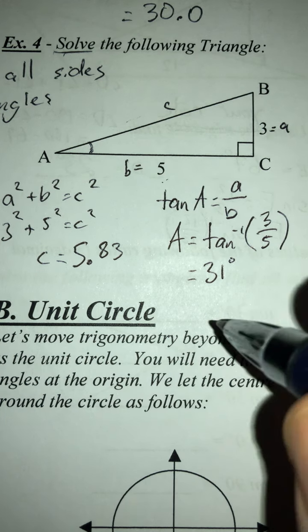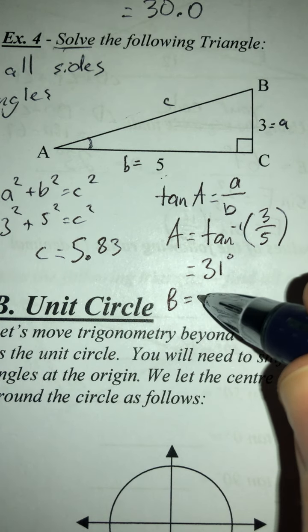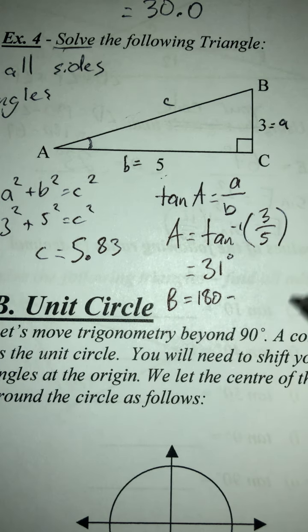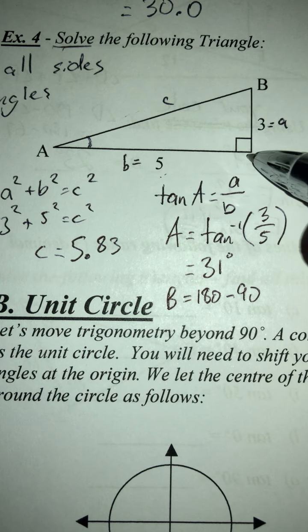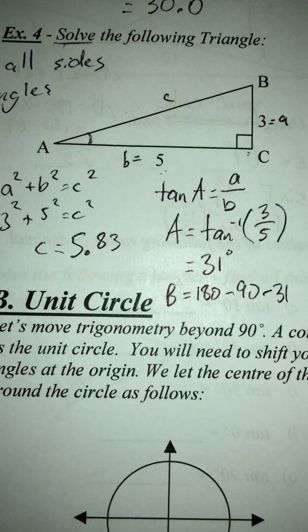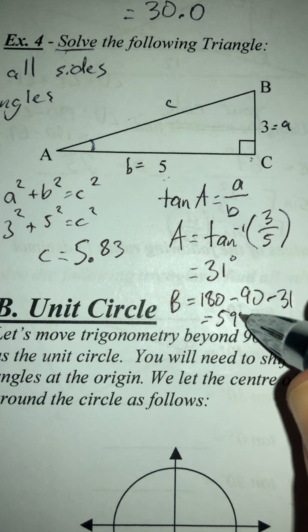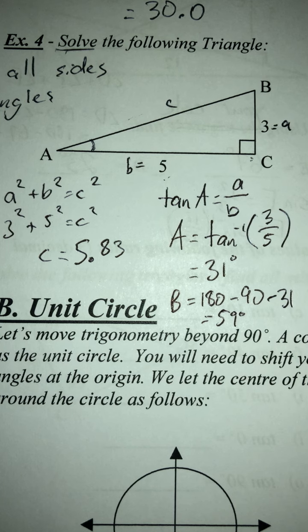And then using this rule that all the angles add up to 180, we get that B is equal to 180 minus 90, which is this angle here, minus 31, which is the angle we just solved. So we get 59 degrees. So there you go. That's solving the triangle. You can do this again for example 5. I'm not going to do that, but this is how you can go about doing this.